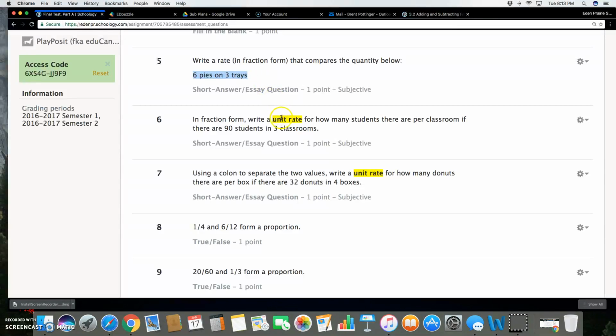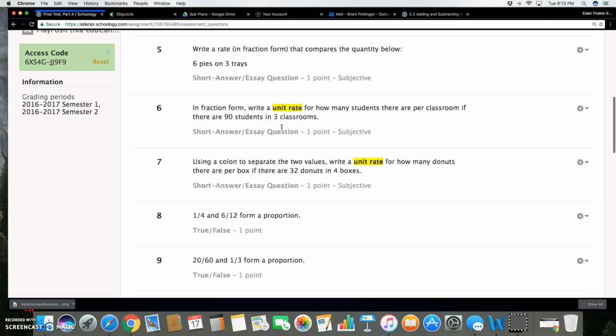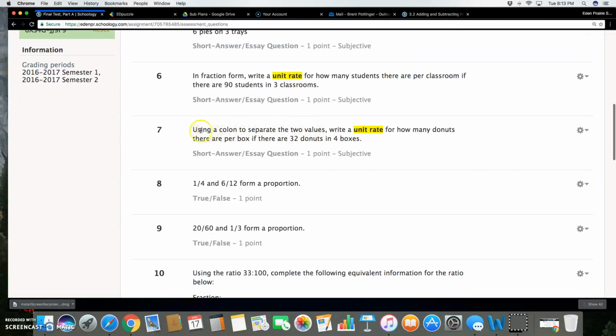Number 6, you're doing something very similar, except instead of a rate, you're writing a unit rate for 90 students in 3 classrooms, and I'm asking you to report in fraction form: how many students there are per classroom. Number 7, again, you're doing a unit rate, but this time you're using a colon to separate the two values, not a fraction, but a colon. You're going to write a unit rate for the number of donuts per box if there are 32 donuts in 4 boxes.